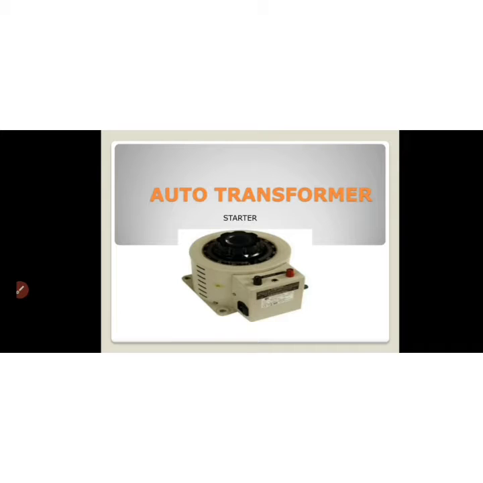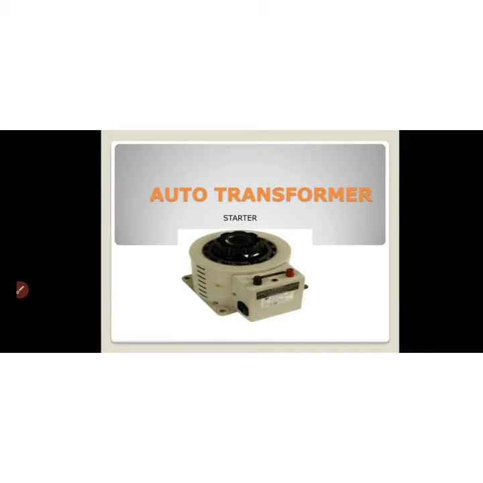Today in your electrical drawing class we are going to discuss the auto transformer starter, and how to draw the circuit diagram of an auto transformer starter. An auto transformer starter is used to decrease the applied voltage to a motor throughout its beginning.